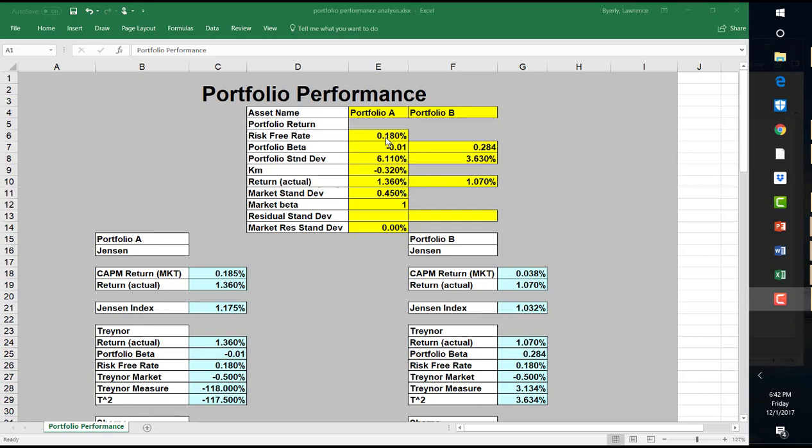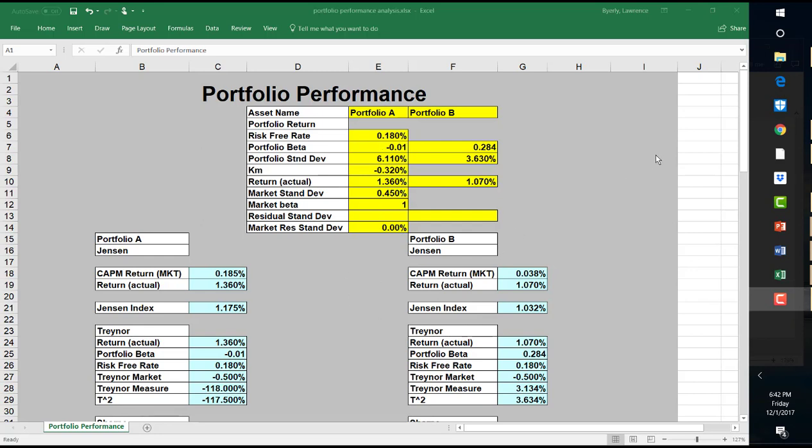So the risk-free rate I had is 0.18. Here are the betas. You notice that one of the betas is negative. The portfolio standard deviations, obviously that comes from a calculation. Again, all this data comes from an analysis of the company itself or the stock market itself.